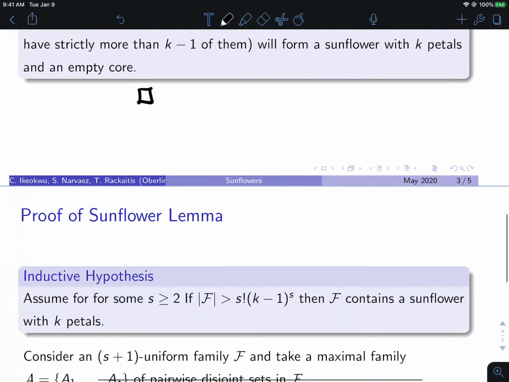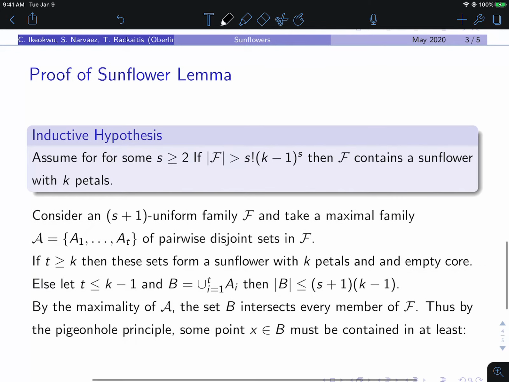Hooray. For our inductive hypothesis, we restate the sunflower lemma, and we assume it for some specific S greater than the base case. So for an S-uniform family F of the certain size, it has to contain a sunflower with K petals. So let's consider an S plus one uniform family F, with those same size requirements, but with S plus one instead.